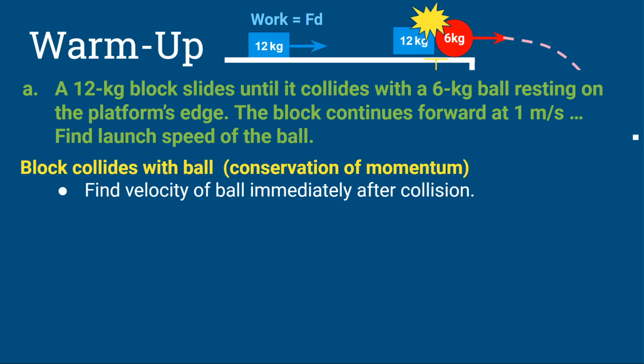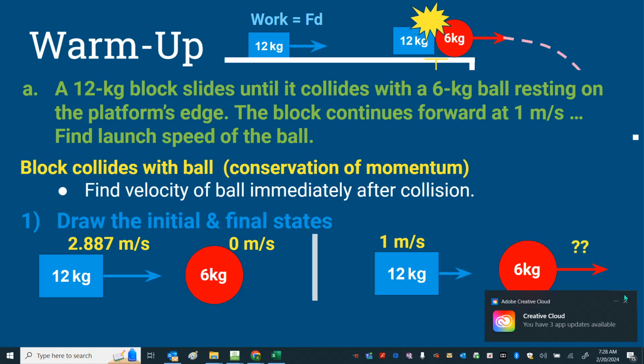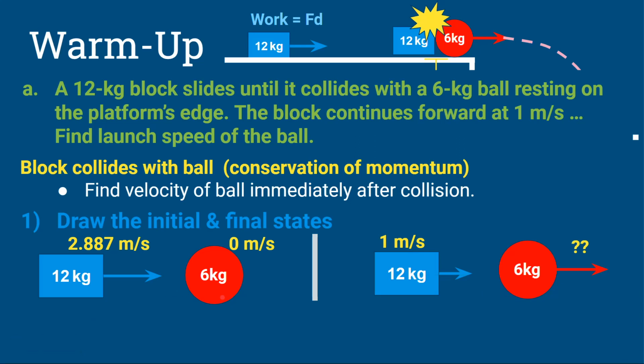That was another question. So we're going to draw the initial and final states of our collision. When we have our collision, we have a before and after, and we've been doing this every time we deal with a collision. And so we have our block moving 2.887 meters per second, and it's going to collide with our ball that's at rest. That's before. After, we know that the block continues moving forward at 1 meter per second, and we're trying to figure out what the ball does. Again, all of that was in the question. Well, actually, this speed wasn't, but this one was, the 1 meter per second. The block continues forward at 1 meter per second. This one, of course, came from part 1.